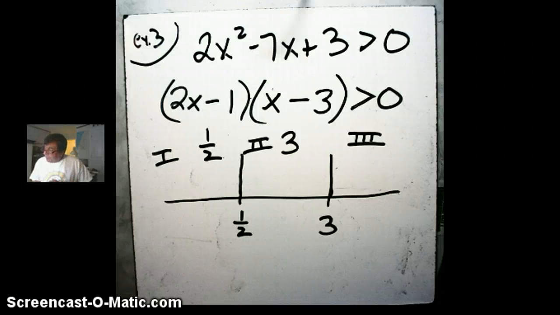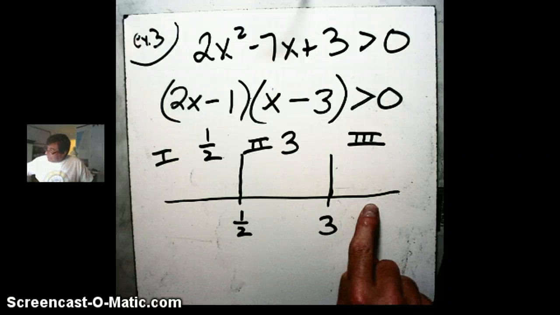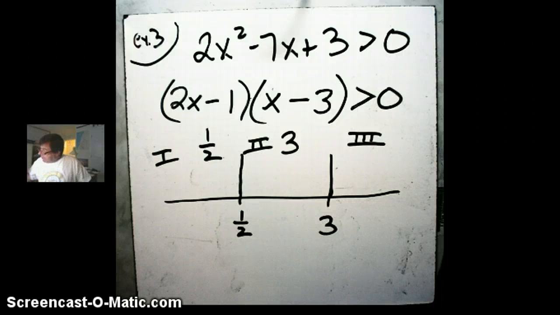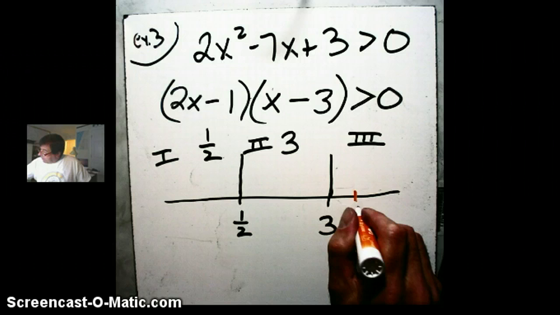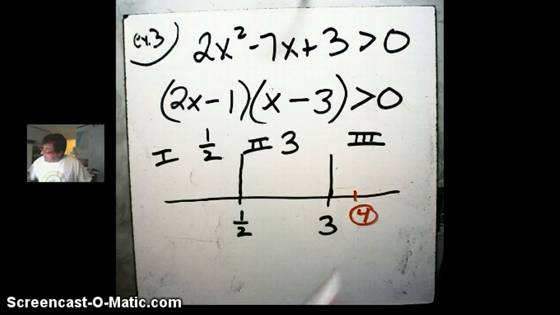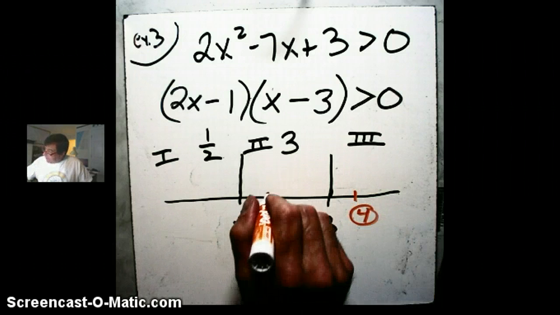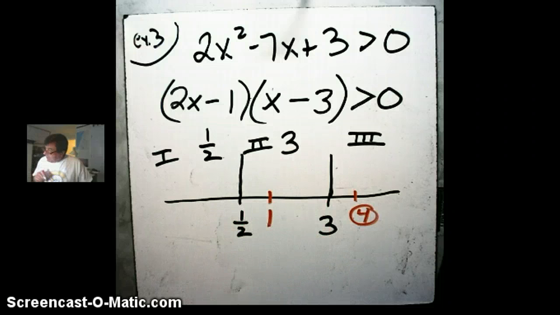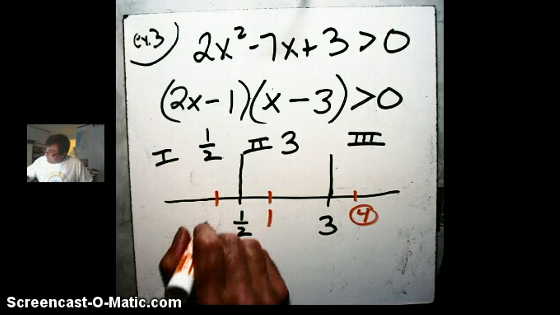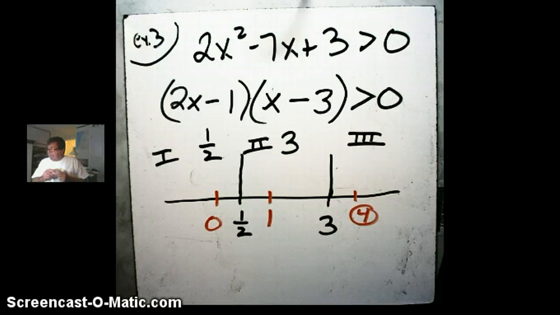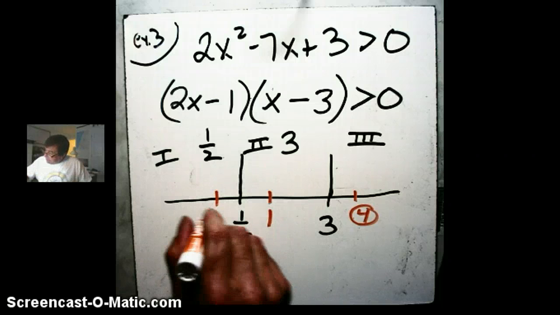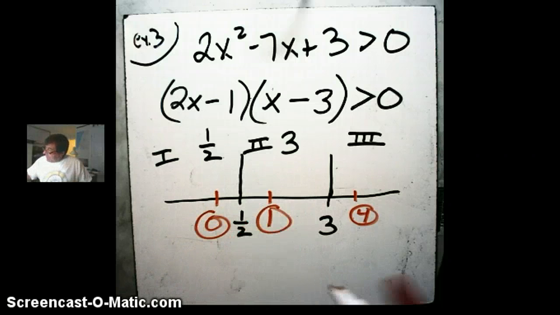So the only thing I need to do is pick some test numbers. Now, I could pick 1,121 here, but I'm not. I'm going to pick an easy number, like 4. So 4 is my test value. Here, I'm going to pick an easy value, which is 1. Here, I'm going to pick the easiest value in the whole world, which is 0. Okay? So 0, 1, and 4 are my test values.